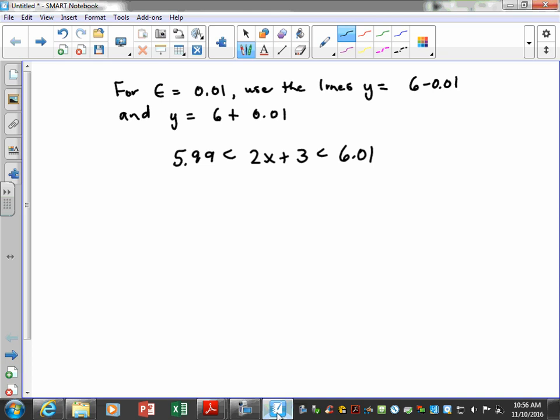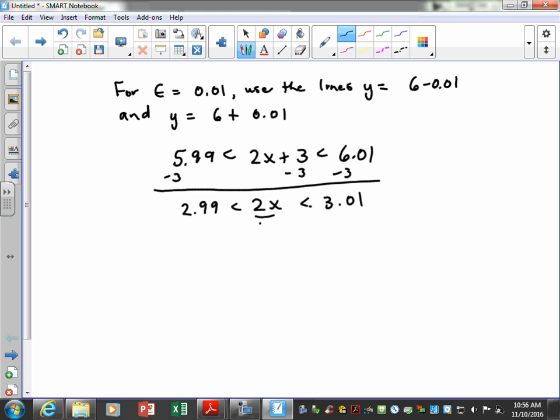The first thing we're going to do is solve for x. So we're going to subtract 3 from both sides. Just do some basic algebra. That gives us what? 2.99. Now what do we do next? Divide everything by 2. Good. So we're going to get 1.495. Double check these for me. And 1.505. So basically it's going to say this is where our x needs to be.